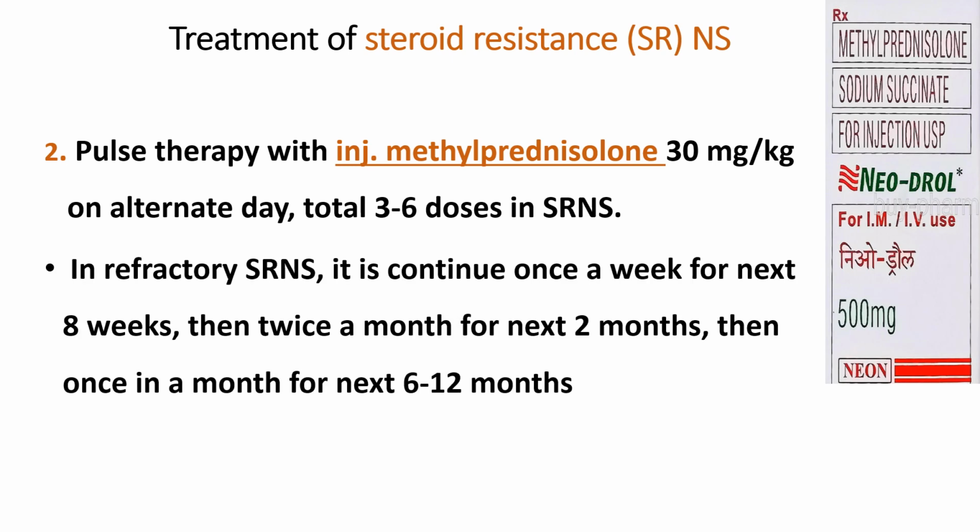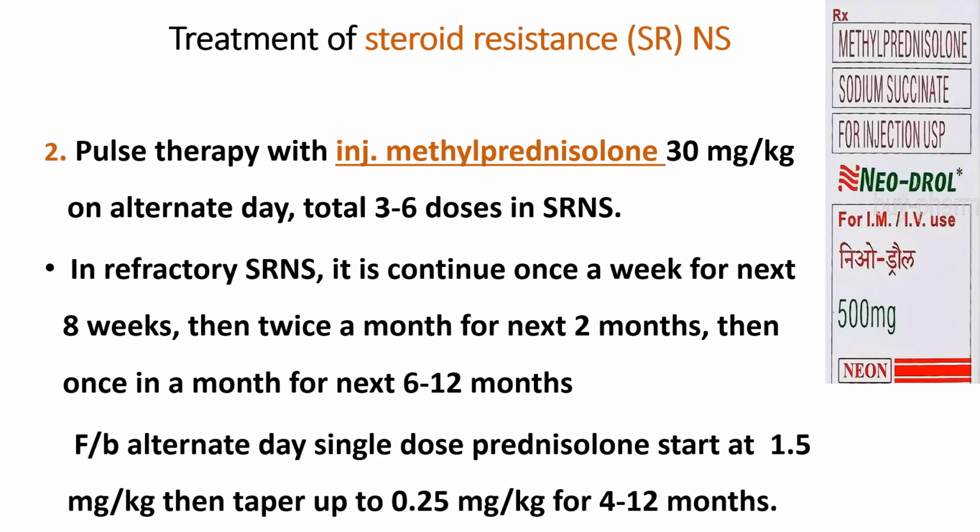And if you are labeling refractory SRNS, child is even not responding to the cyclophosphamide and methylprednisolone pulse therapy, then we can continue the methylprednisolone once a week for next 8 weeks, then twice a month for next 2 months, then once in a month for next 6 to 12 months. Few patients respond to this therapy, so we can try this also in refractory SRNS.